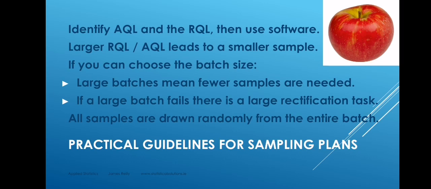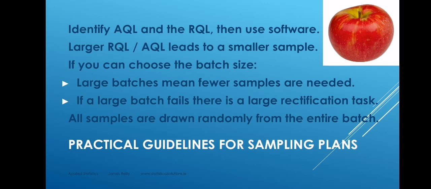Sometimes you can choose the batch size because you might have a more or less continuous process where there aren't predefined batches. If you can choose the batch size, there are a couple of things to keep in mind. If you choose large batches, then fewer samples will be needed because only one sample is required per batch. However, if you reject a batch, then there is a large batch which requires rectification.